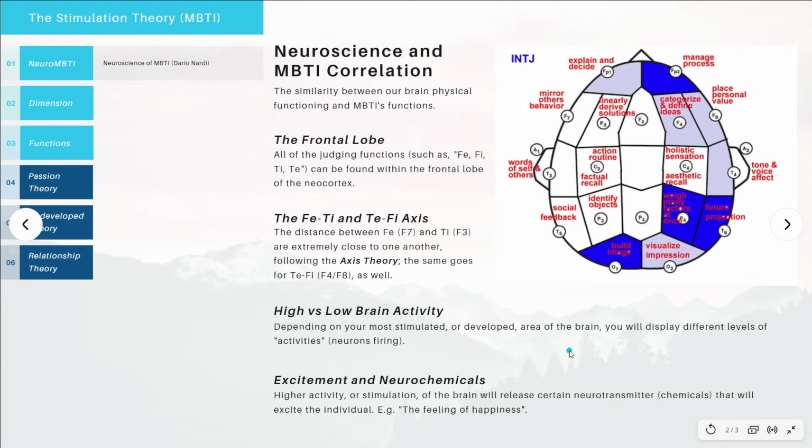Now, the frontal lobe is very interesting because this entire brain scan is part of the neocortex, the more developed part of the brain. And each of these are actually part of the judging family in terms of FE, FI, TE, etc. So we look at the F7 region of the brain. This is actually correlated to FE, extroverted feeling.